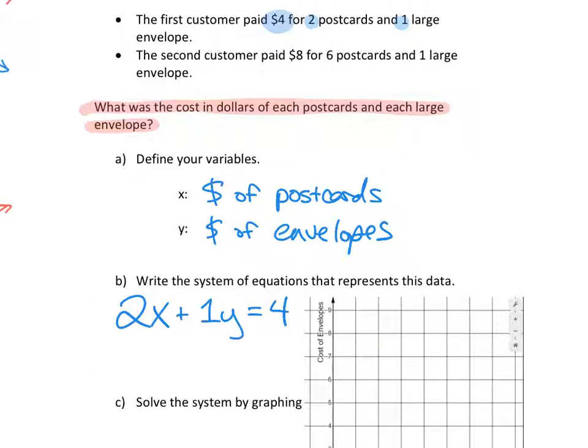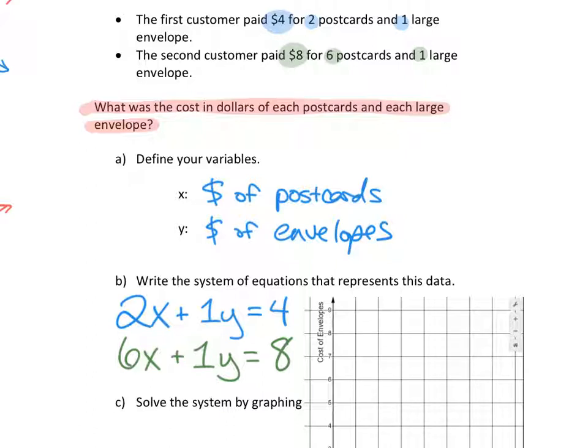Our second customer, it says that they paid $8 for 6 postcards and 1 large envelope. So not 8x, but what goes with the postcards? 6x and 1 large envelope, $8.